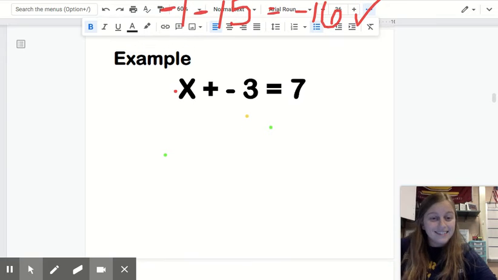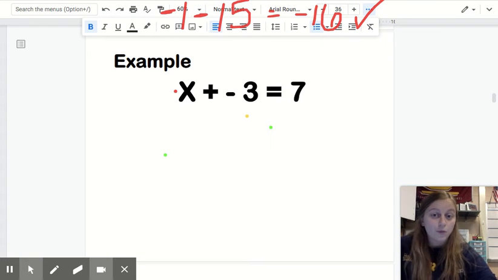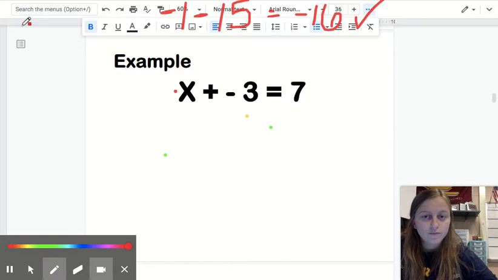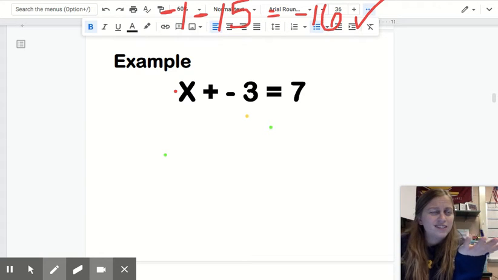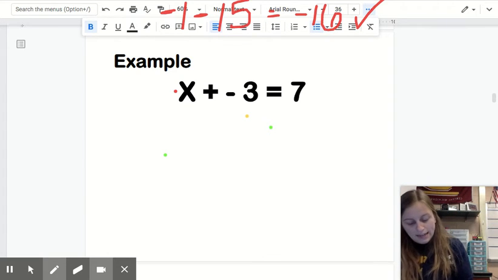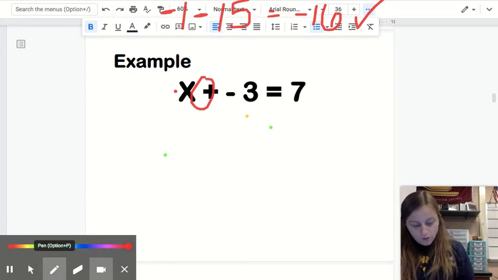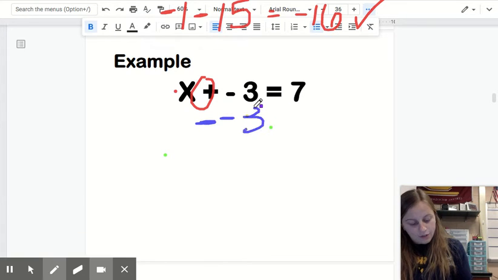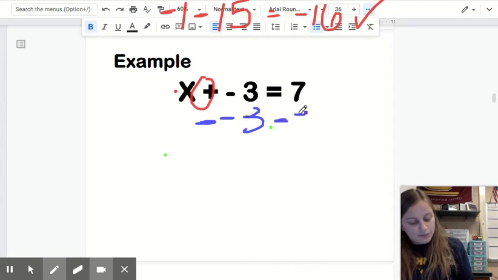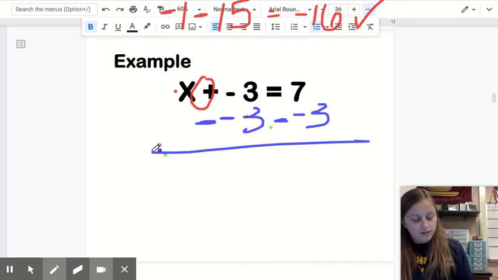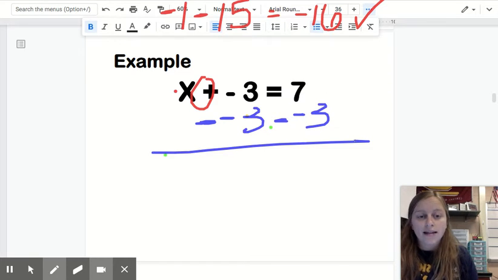All right, here's another example. X plus negative 3 equals 7. Well, I've got to figure out what type of math is going on. I see an addition. I see this subtraction-looking sign. It is addition. I'm adding a negative 3. Well, to get rid of adding a negative 3, I subtract a negative 3. If I subtract a negative 3 from one side, I really have to subtract a negative 3 from the other side. As you can see, I showed my inverse on both sides.